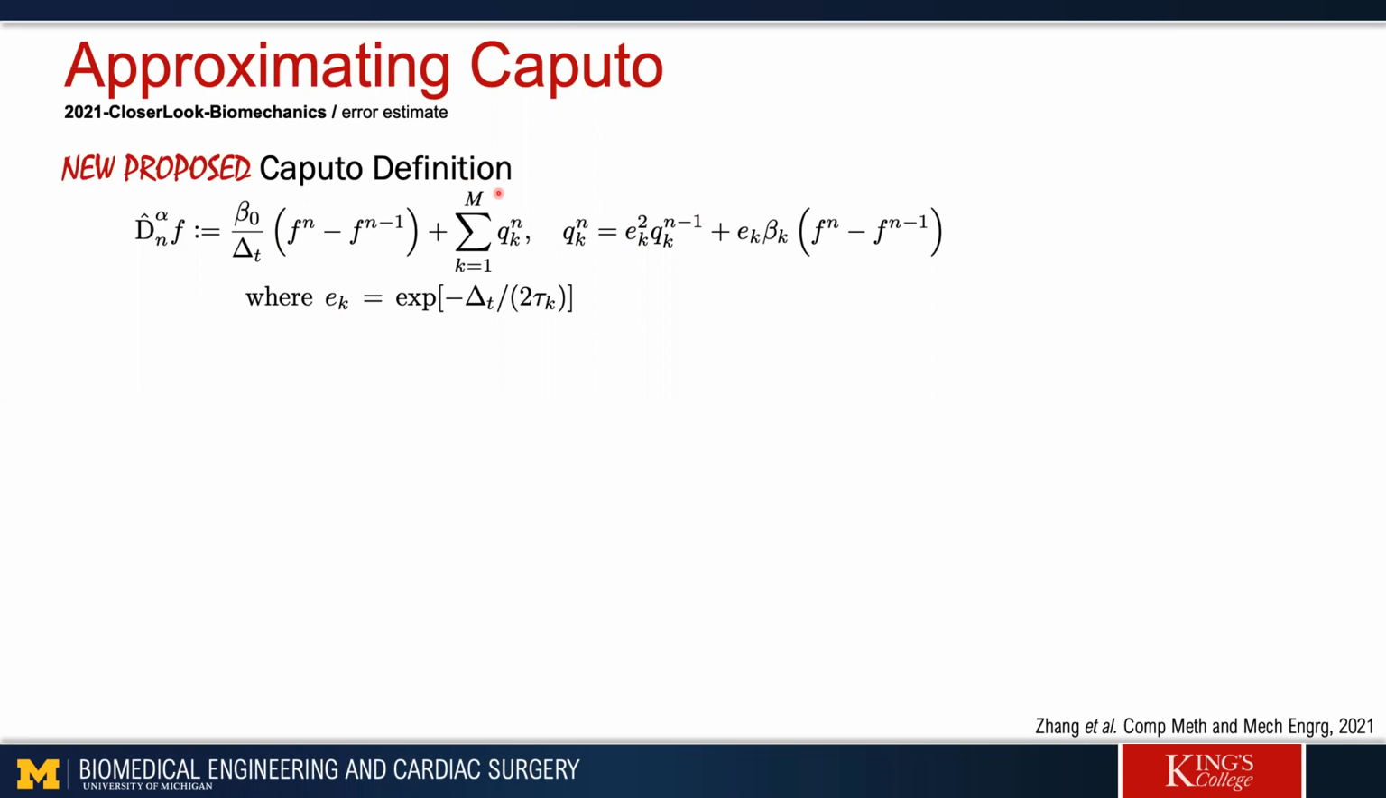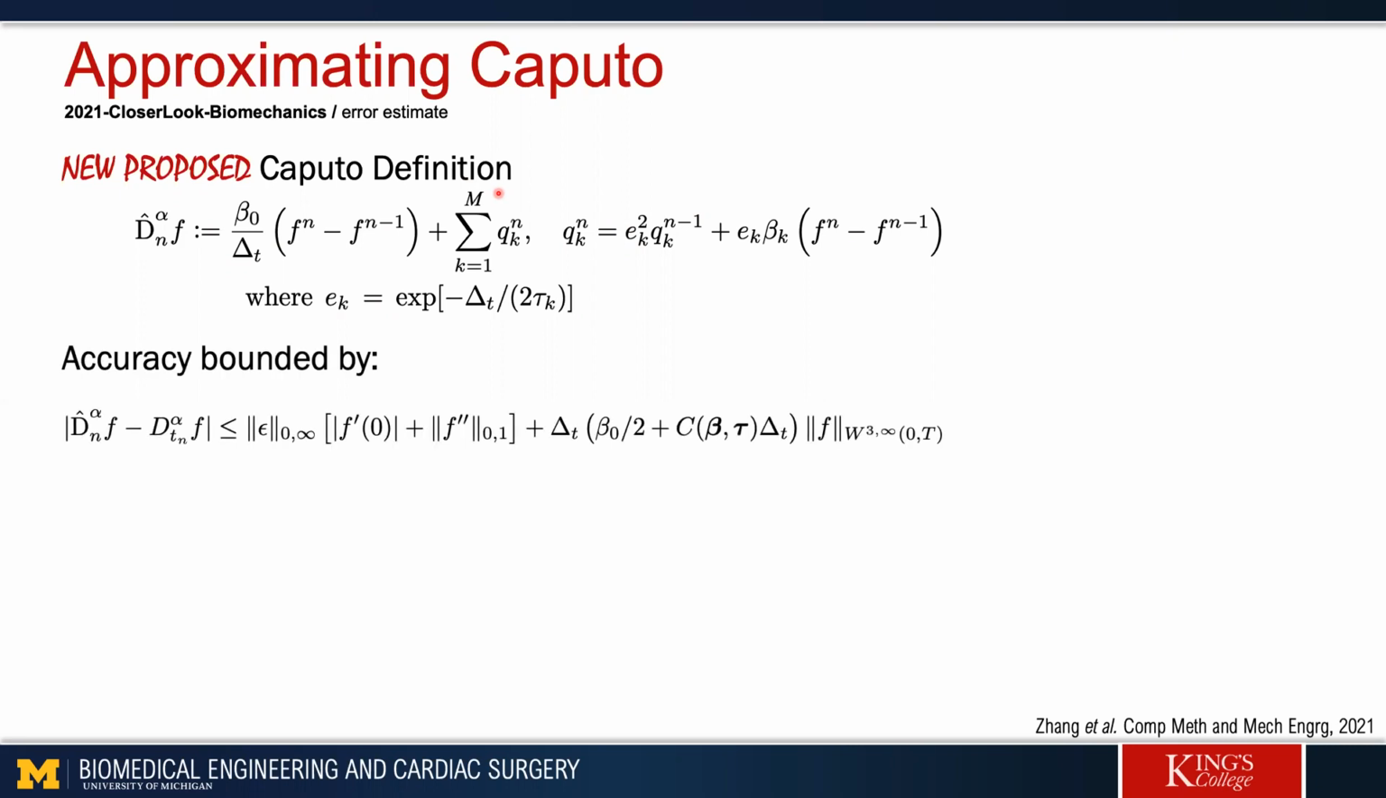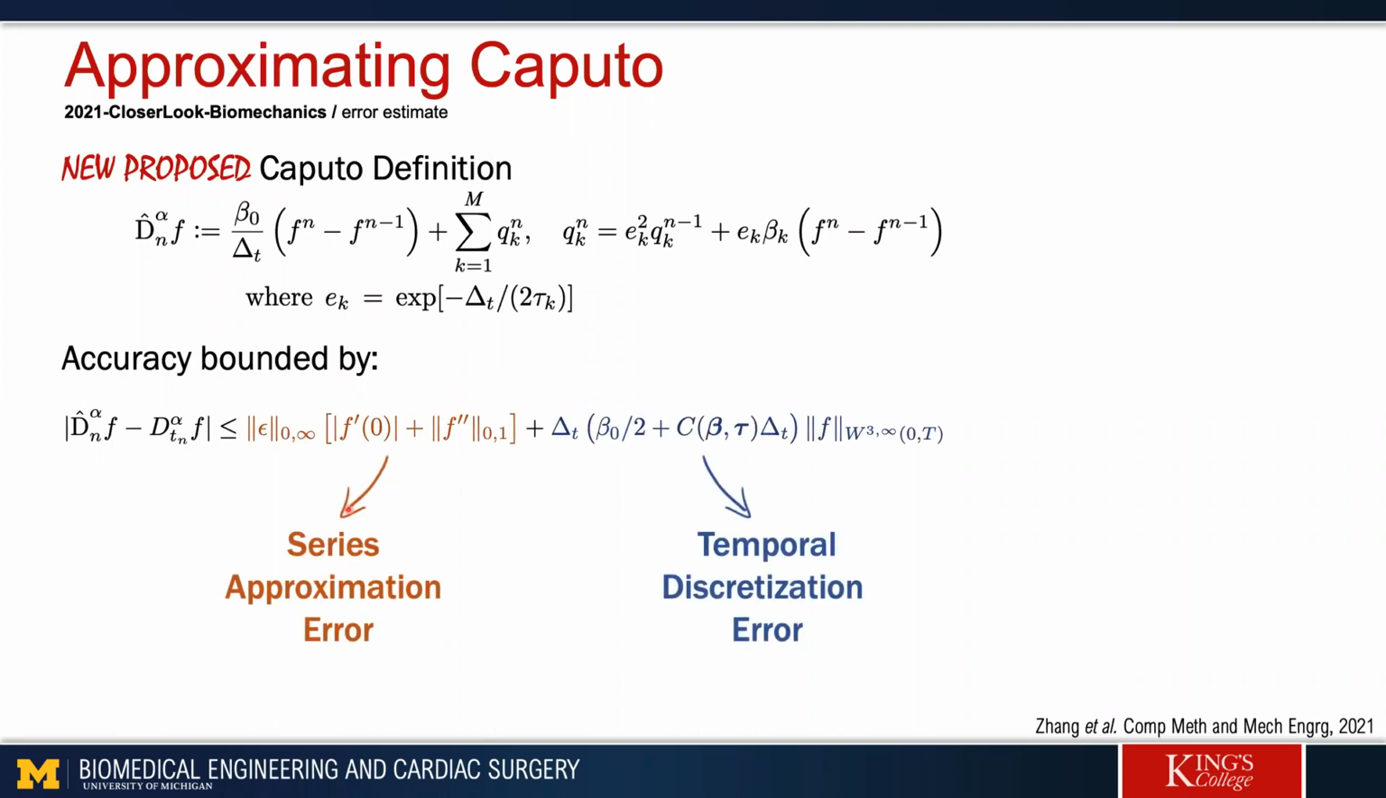And so if you do some analysis, you can actually see how accurate this type of model is, and you can come up with these nice bounds here. And again, this is just telling us something about the error between this approximation and the true derivative. And it depends on two things. One is the series approximation. So how well does this Maxwell branch actually approximate the fractional model? And then the other one is the standard temporal discretization that you'd have whenever you take time steps.